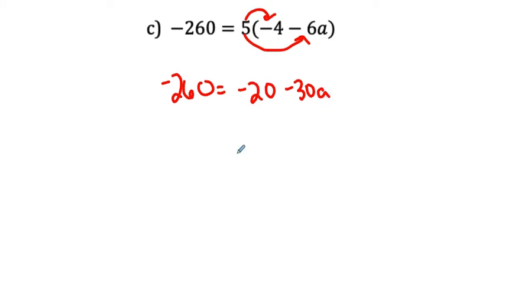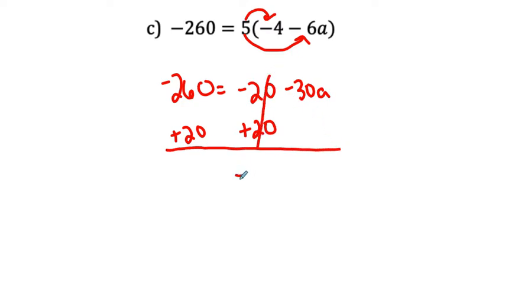Now we need to get a by itself. Move the number that does not have a variable. This negative 20 needs to get moved. So we will add it. That's the opposite of subtraction is addition. So add 20 to both sides. Negative 20 plus 20 is 0. They're gone. Right-hand side is negative 30a. And the left-hand side, negative 260 plus 20 is negative 240.